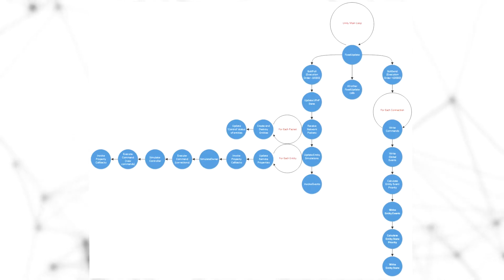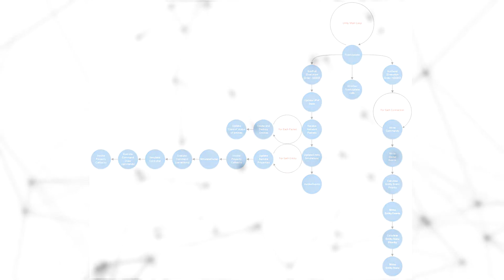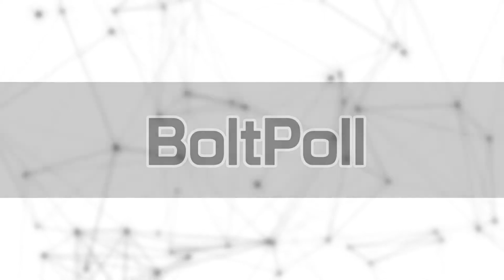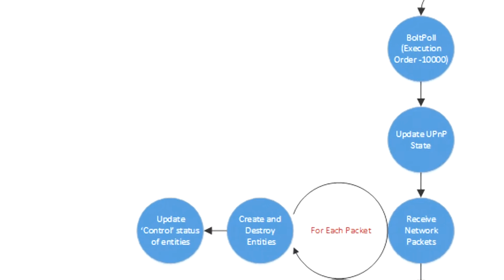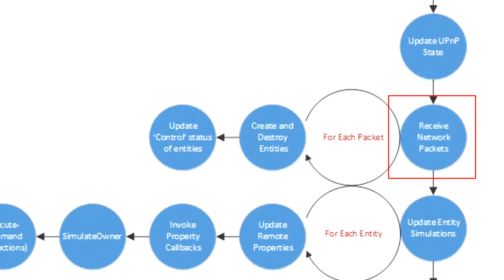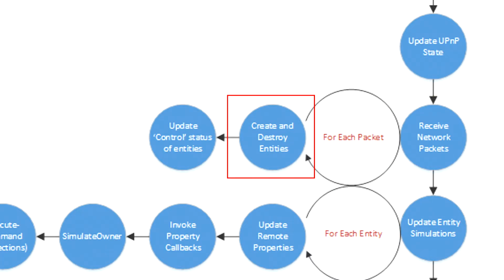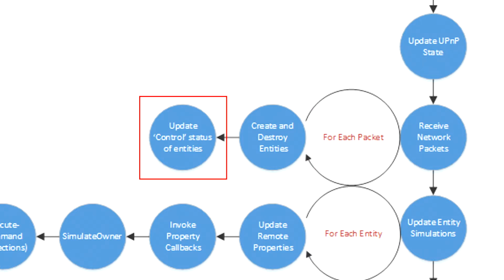So first, let's begin with the left part, the Bolt poll. When we are in the Bolt poll, at first we have the part with the universal plug-and-play technology that makes server creation easier. Next, we have the received network packet that will execute for each packet and that will handle at first the creation and destroy of entities. And next, it will manage the update of the control status of the entity.